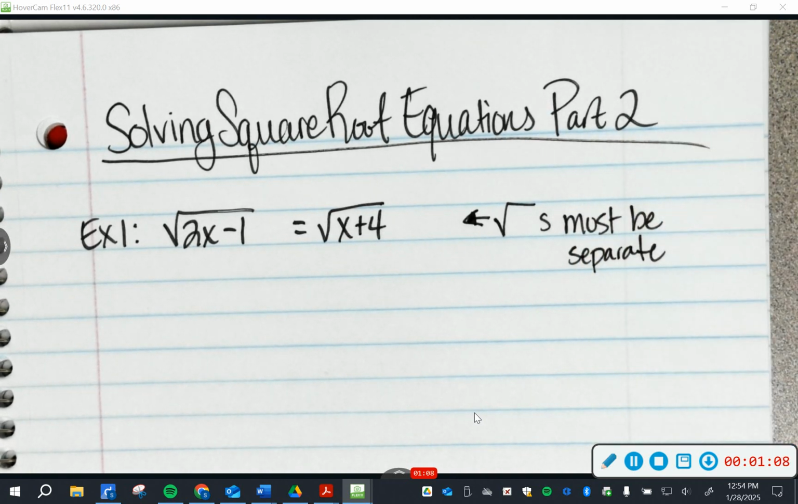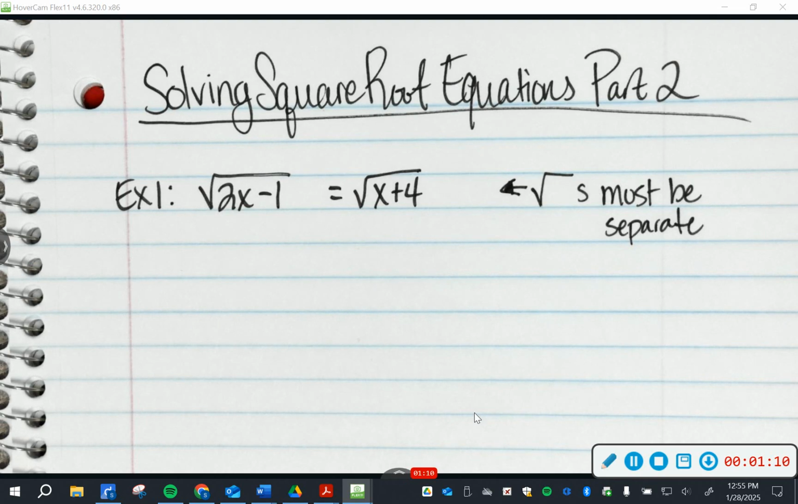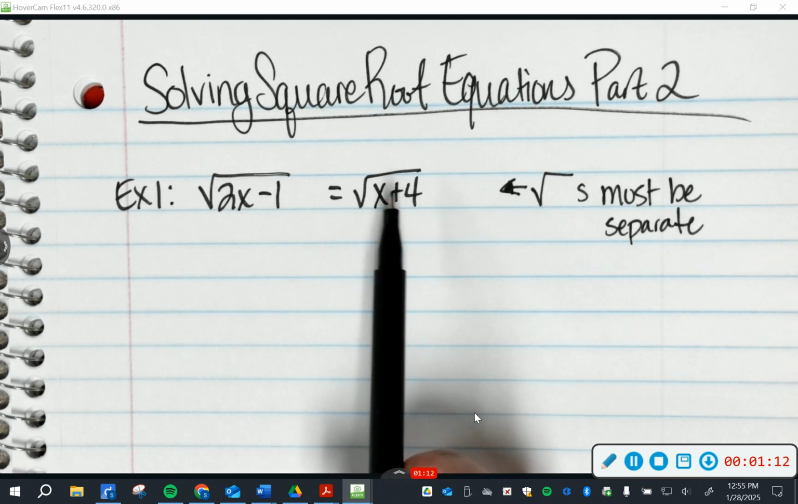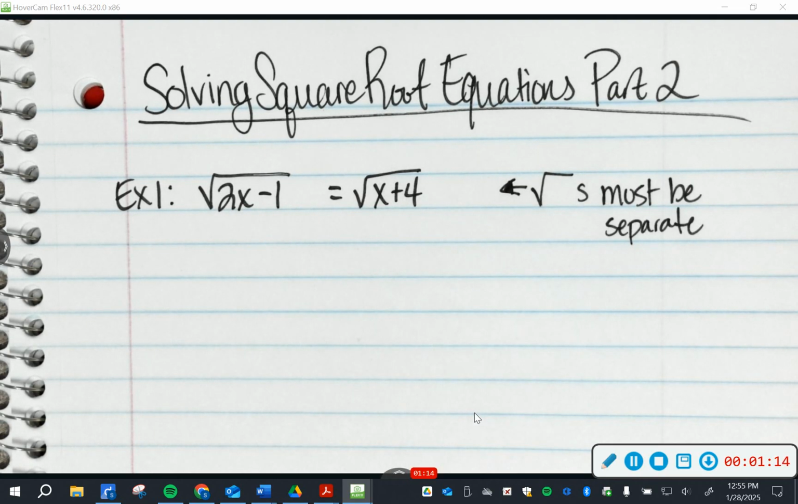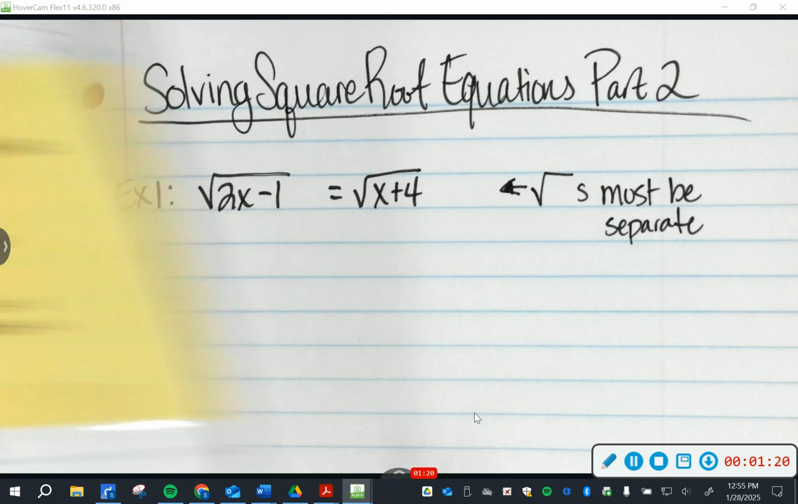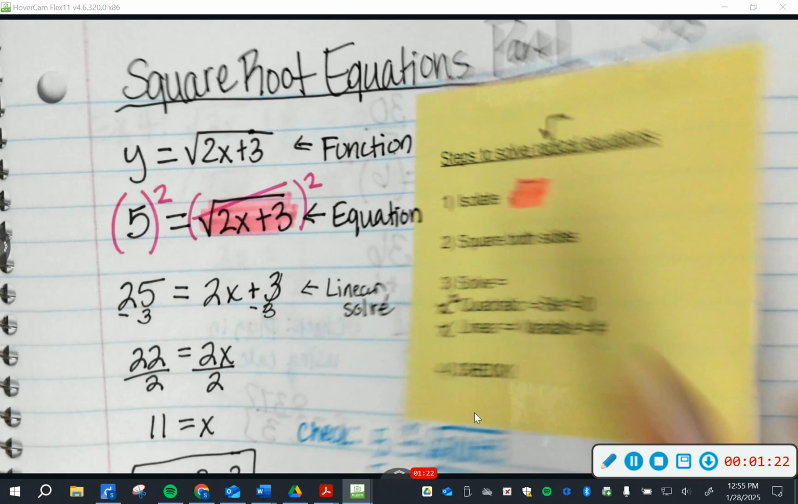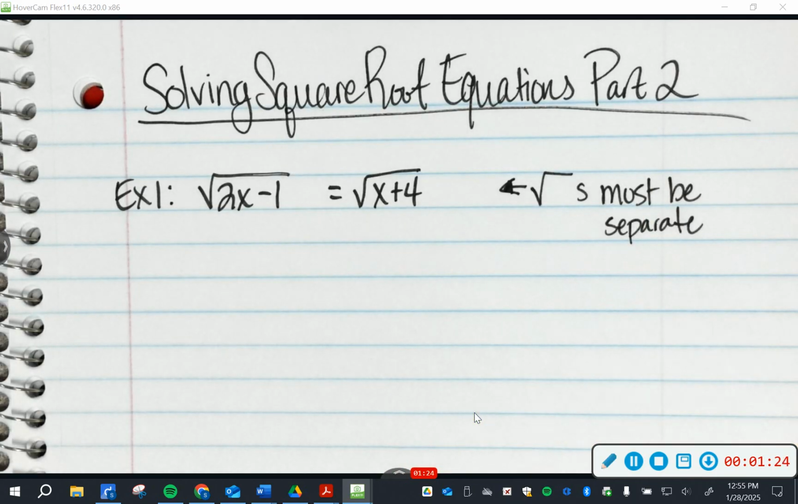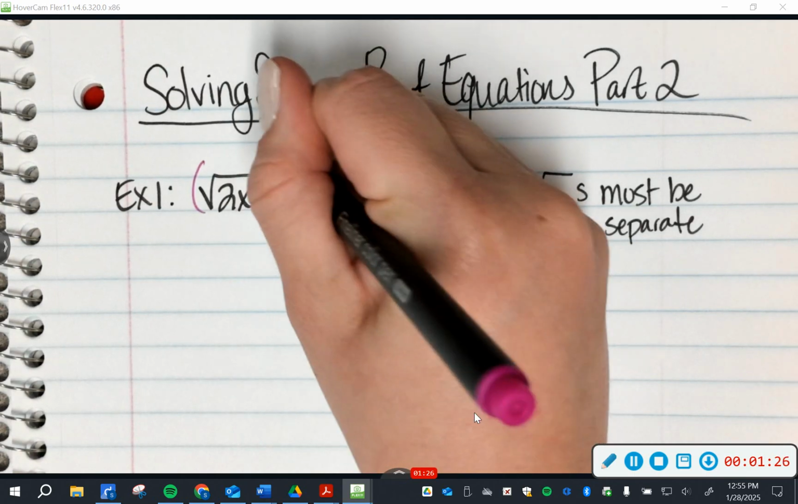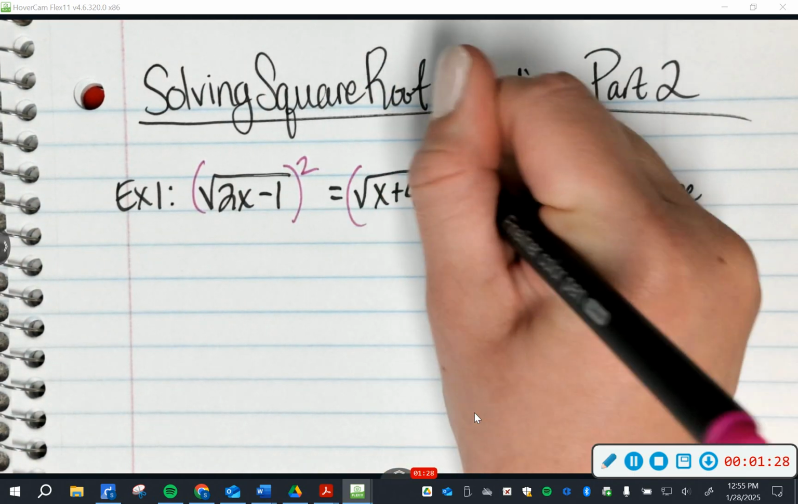So it's okay if you have multiple square roots. They're like 2 siblings who are arguing. They need to be in their separate rooms and separate sides of the equal sign, okay? All right, so we got that. So we can proceed to step 2. Step 2 is square both sides, okay? So grab the left side, squared. Grab the right side, squared.